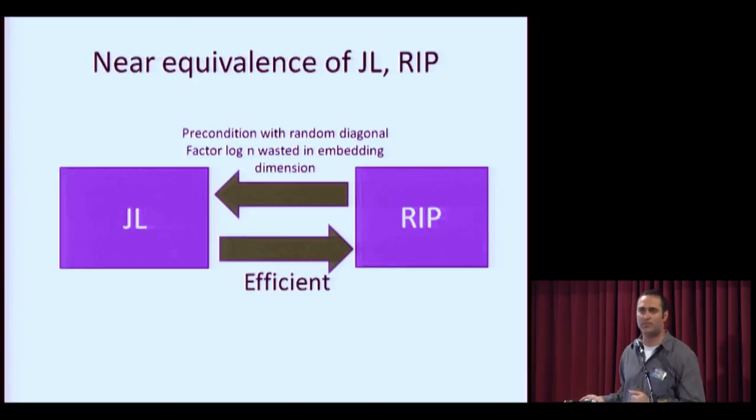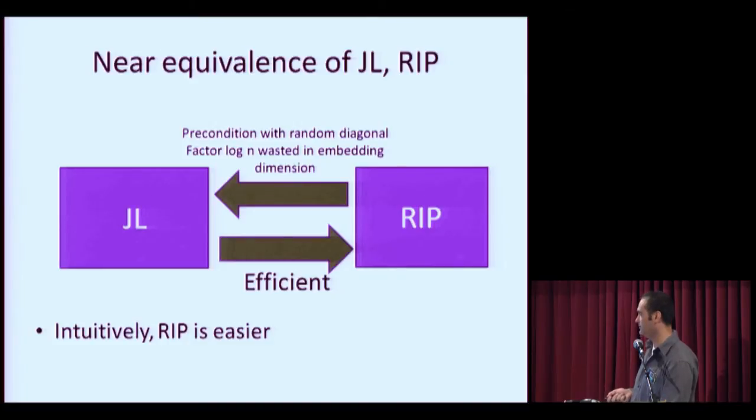This direction is a bit more complicated. You precondition your RIP matrix with a random diagonal, and then you lose a factor of log n in the embedding dimension. You'll never get optimality for JL from RIP optimality, and that's actually quite clear. So in this sense, we think of JL as being more difficult than RIP. It's quite intuitive, because JL tries to preserve any database, any finite set of points with high probability, whereas RIP just wants to preserve one collection of points, the sparse vectors. So it's not very surprising that you lose something in this direction. So RIP is easier.